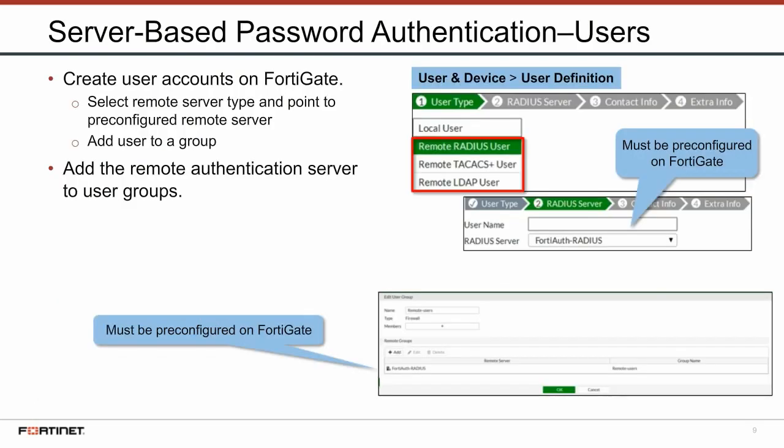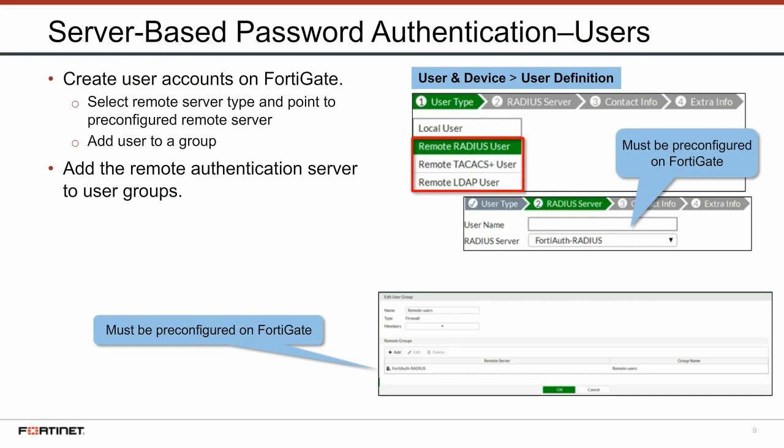You can configure FortiGate to use external authentication servers in the following two ways. Create user accounts on FortiGate. With this method, you must select the remote authentication server type, Radius, TACACS+, LDAP, point FortiGate to your pre-configured remote authentication server, and add the user to an appropriate group. This is usually done when you want to add two-factor authentication to your remote users. Remember, POP3 is only configurable through the CLI.